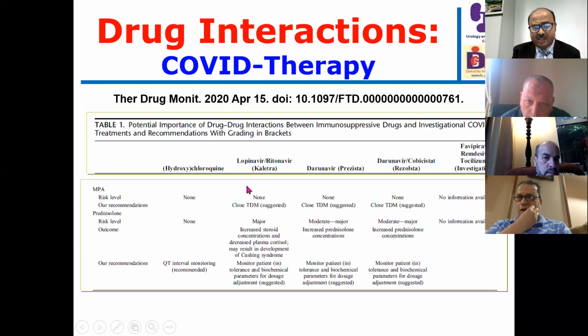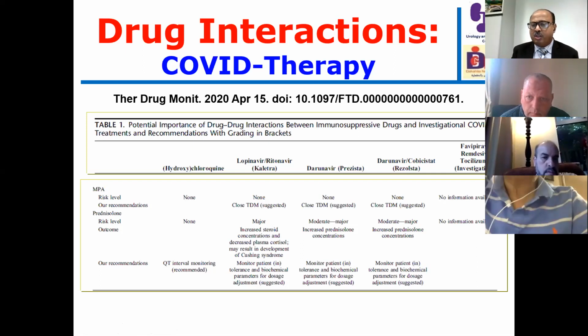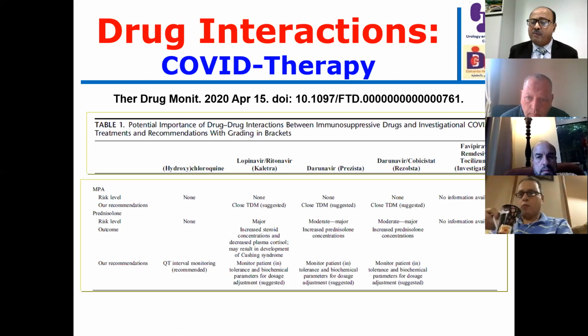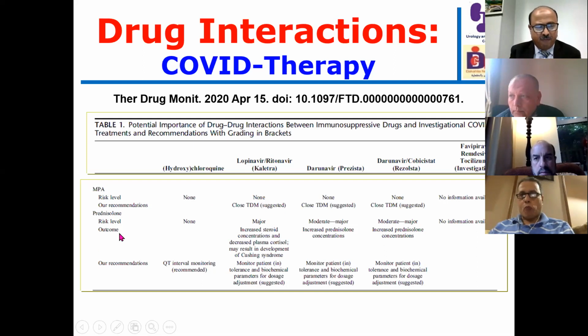For mycophenolic acid, there is no significant interaction with hydroxychloroquine or other antiviral drugs. But if we diagnose COVID-19, the first step that the majority of transplant physicians take is to stop the antiproliferative drug, stopping mycophenolic acid producing drugs, either MMF or mycophenolate sodium. For prednisone, no interaction with hydroxychloroquine. Again, QT interval monitoring is indicated.